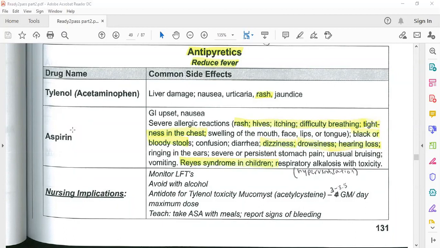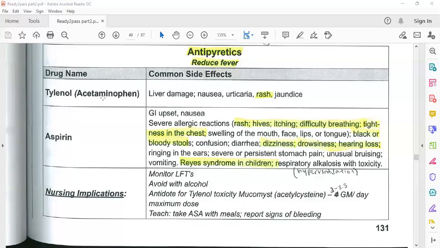For the pain, as an analgesic, we also use naproxen or NSAIDs, non-steroidal anti-inflammatory medication. But now we are going to talk about the antipyretics here. The most common antipyretic you can use is acetaminophen. The most popular name of acetaminophen is Tylenol, right?